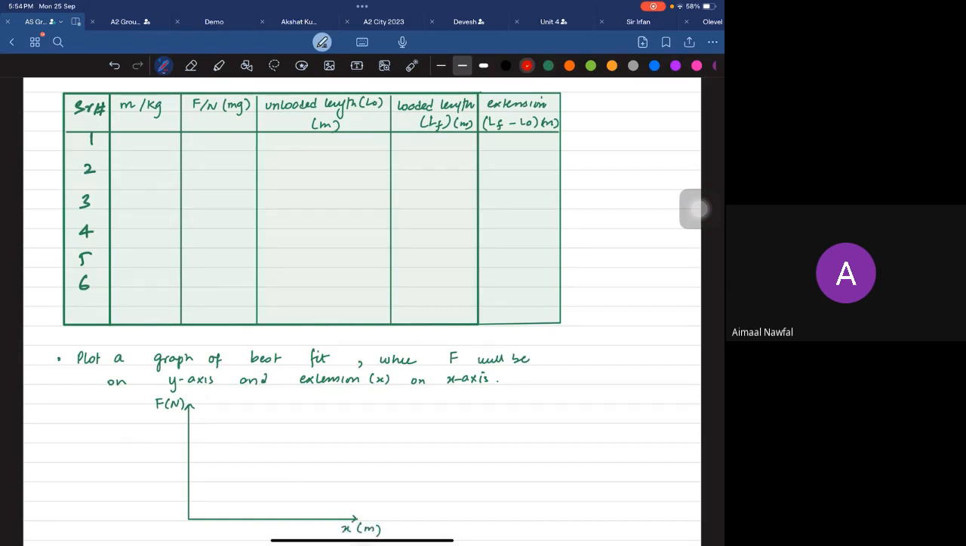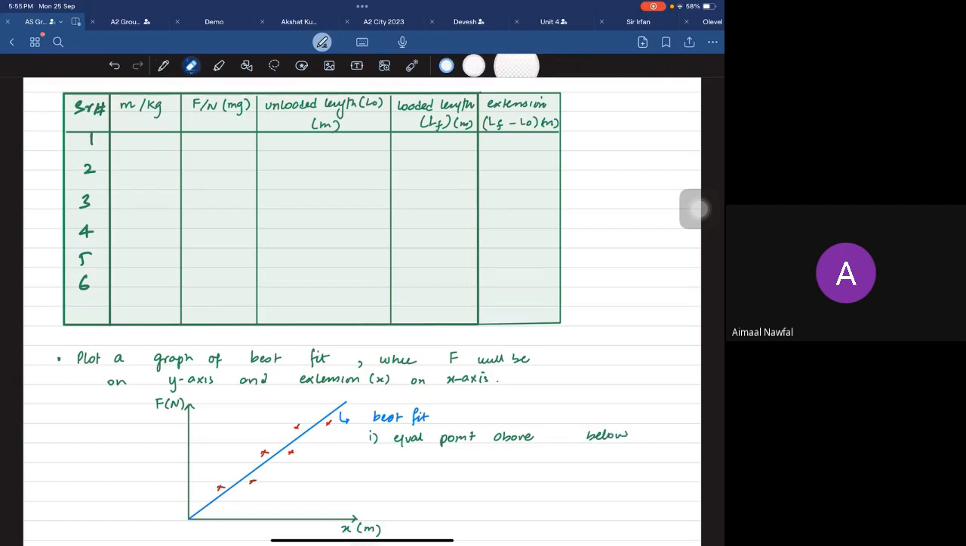And you might have different points, like this, like this, like this, like this. Best fit line basically means that this is a best fit because there are some features to a best fit line. Now, the best fit line means that there are equal points above and below.